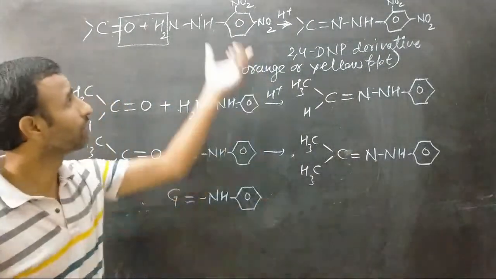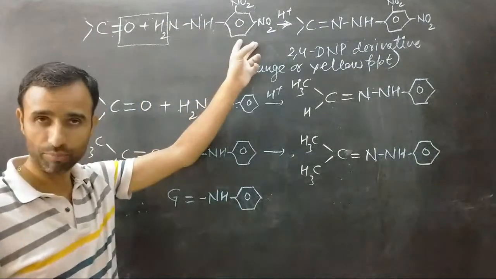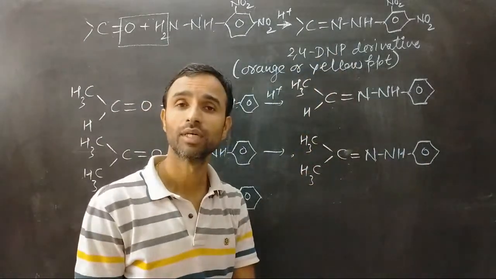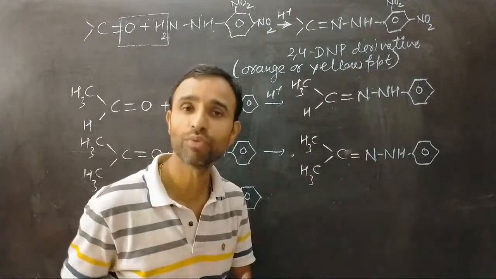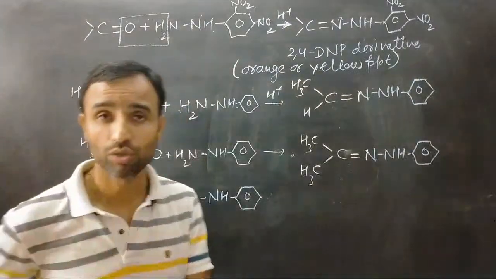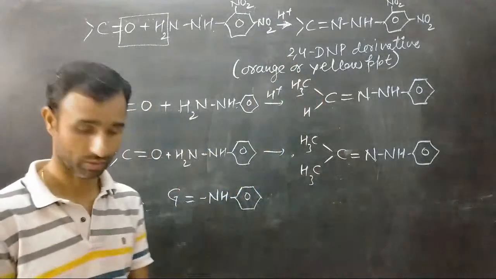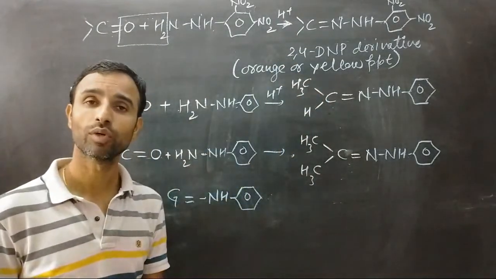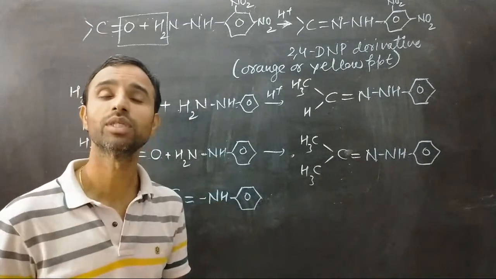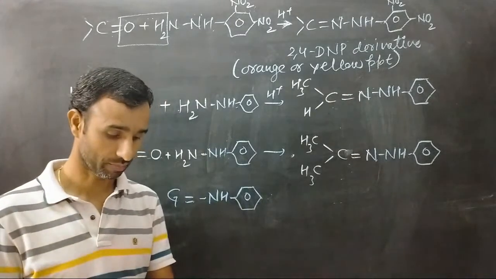If we treat the compound with 2,4-DNP and get an orange or yellow precipitate, that means it is a carbonyl compound. If not, it is a non-carbonyl compound. So it is a test for carbonyl compounds. Very important test. If any compound gives the 2,4-DNP test, that means it is a carbonyl compound, either aldehyde or ketone.